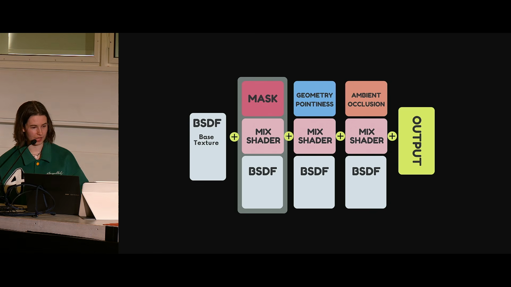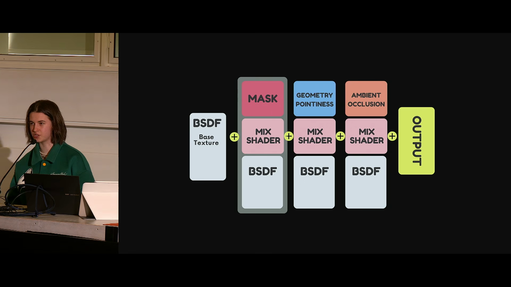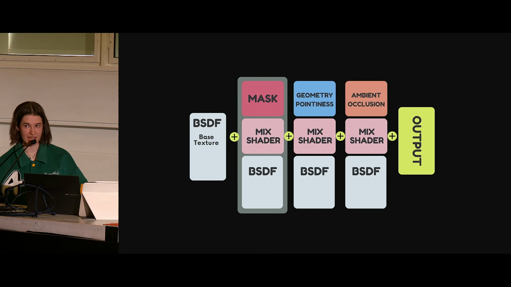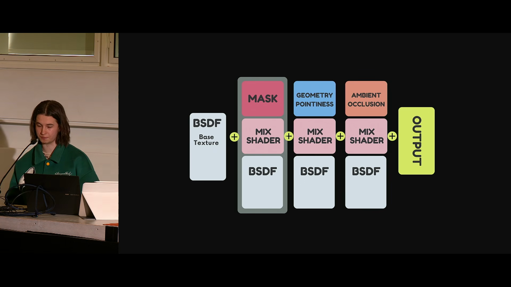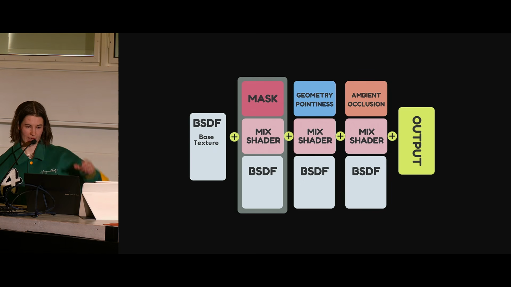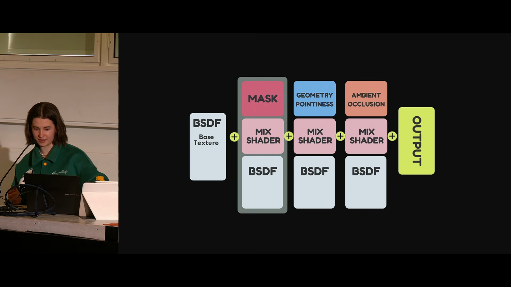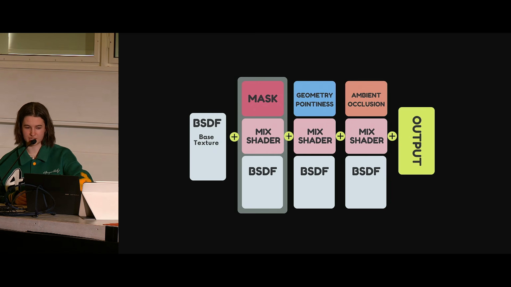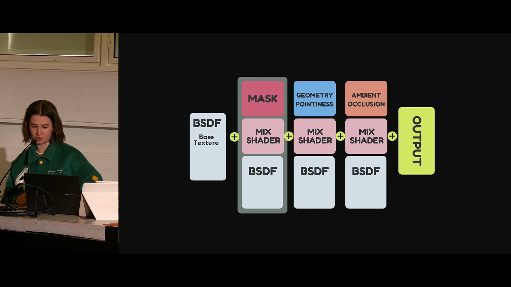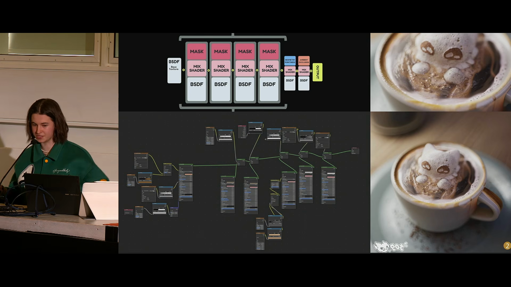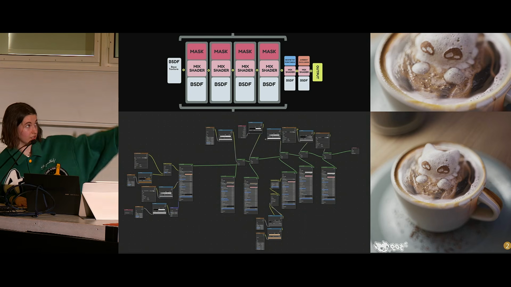So a lot of my texturing comes down to having this base texture. This could either start off as something I've painted in Procreate, or perhaps it's an image texture that you're beginning with. And then I'm having a mask, a mix shader, then the BSDF. And I keep stacking these. This process is pretty much how I texture almost everything, and you can incorporate as many masks and mix shaders as possible.